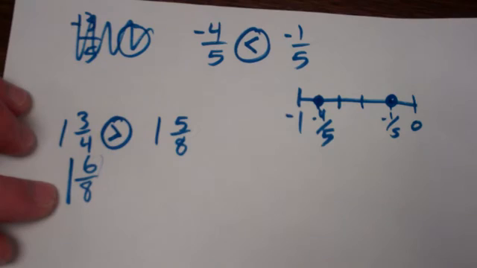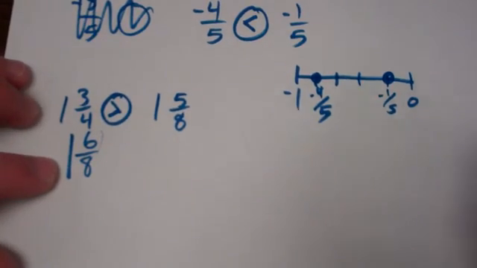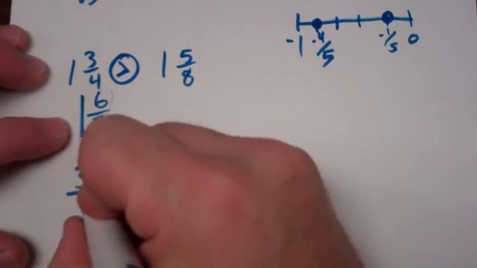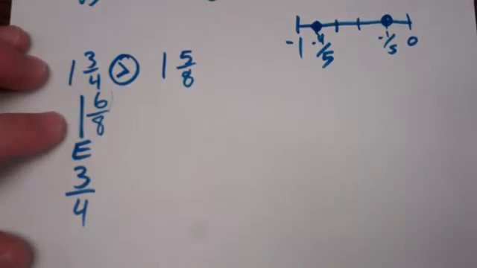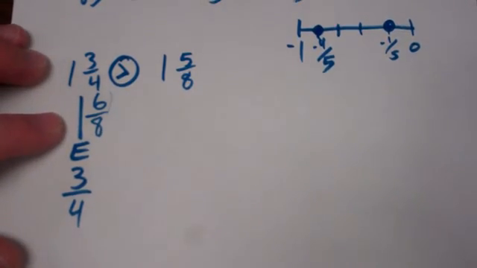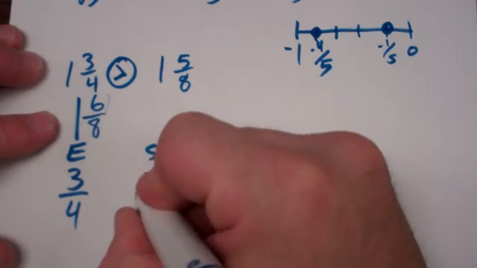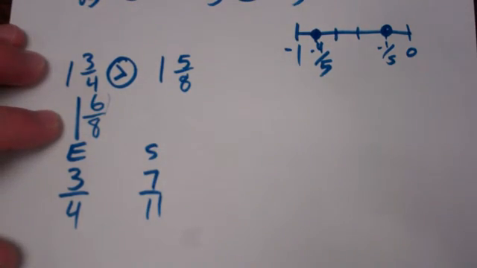Number 3, Elliot and Shannon are both soccer goalies. Elliot saves 3 goals out of 4. I can write that as a fraction, 3 out of 4 for Elliot. And Shannon saves 7 out of 11. Who has the better average?